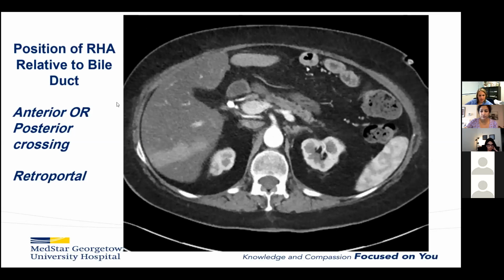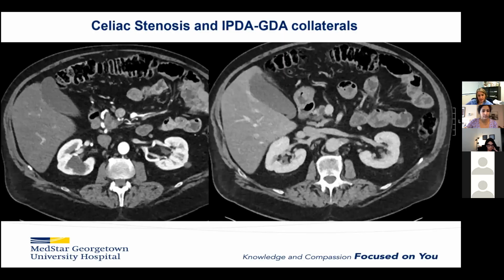Okay, so what about the celiac? I think one of the most problematic things for us not to notice on the preoperative film is a significant celiac stenosis. And obviously, in this case, I've pulled a nice obvious one, but you can see that there's lots of arterial collaterals in the pancreaticoduodenal groove here.